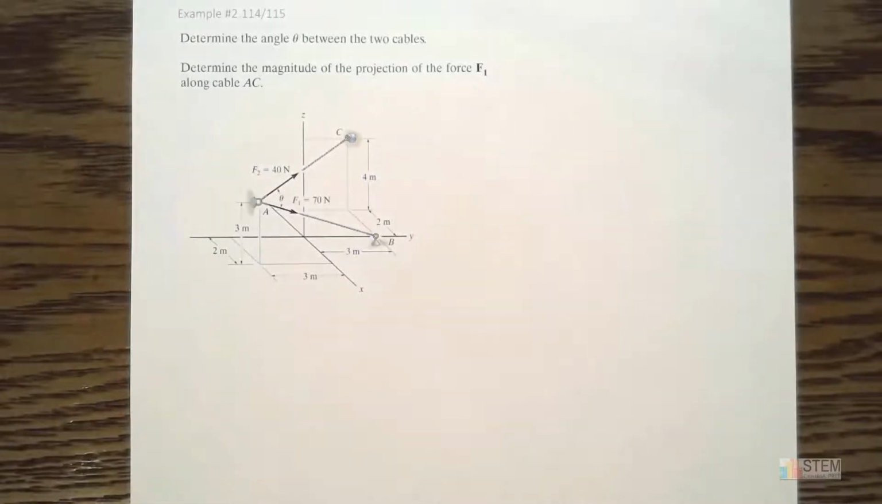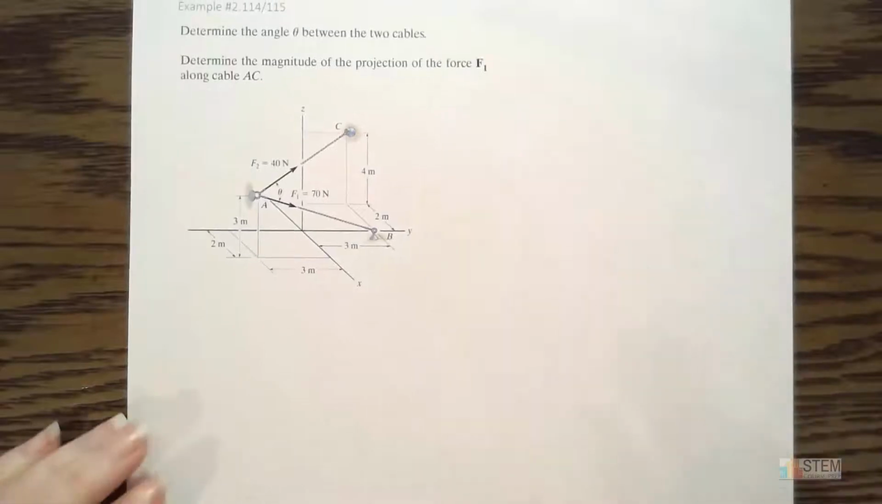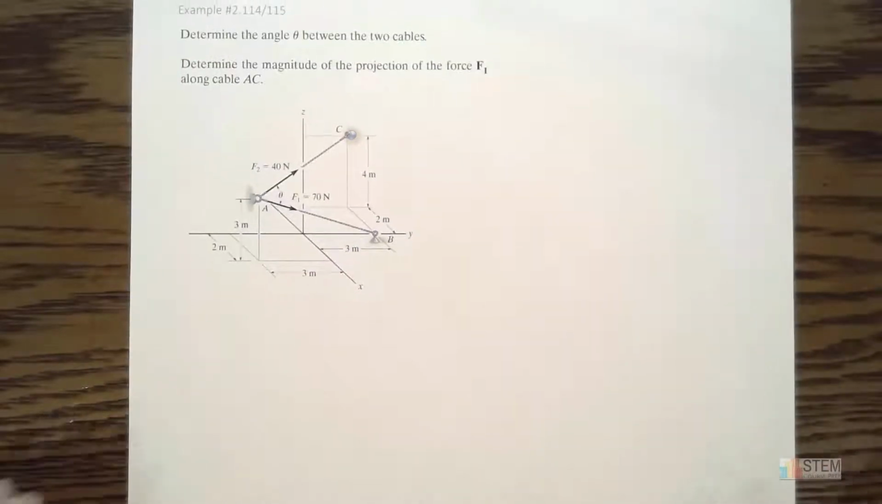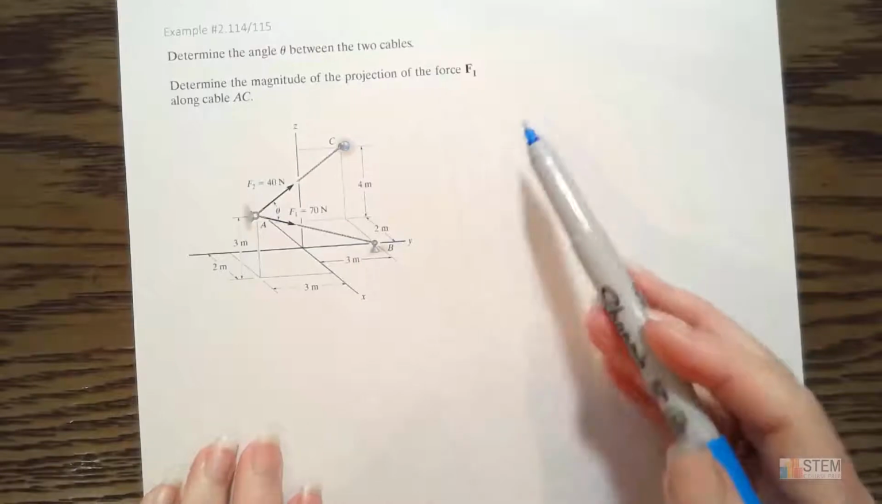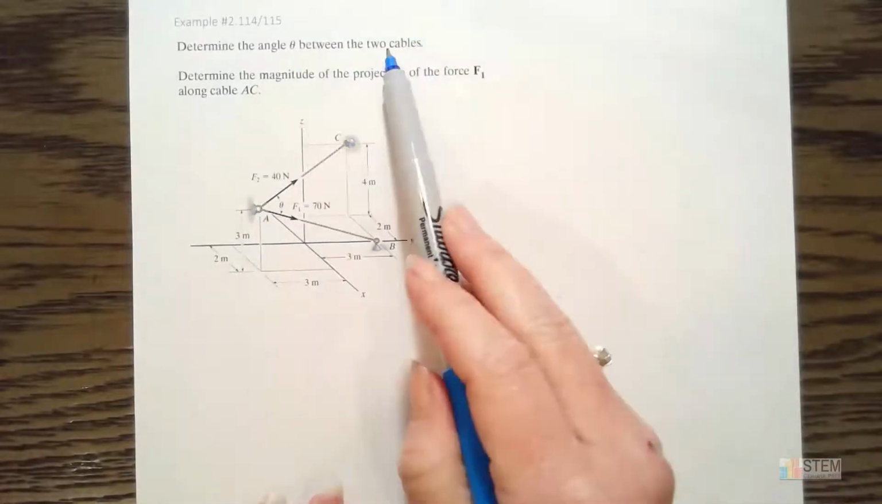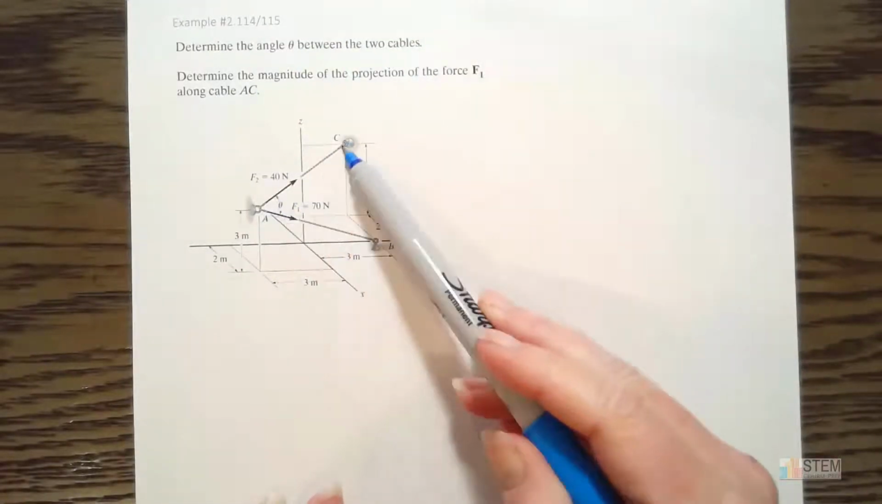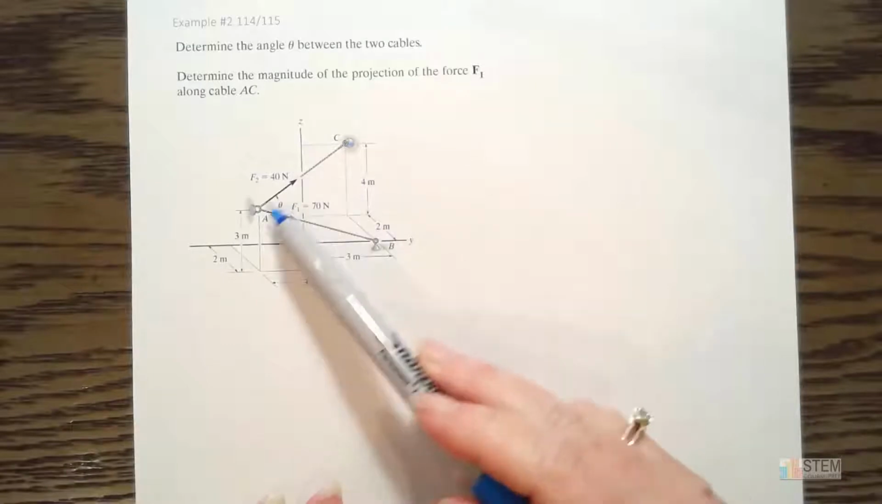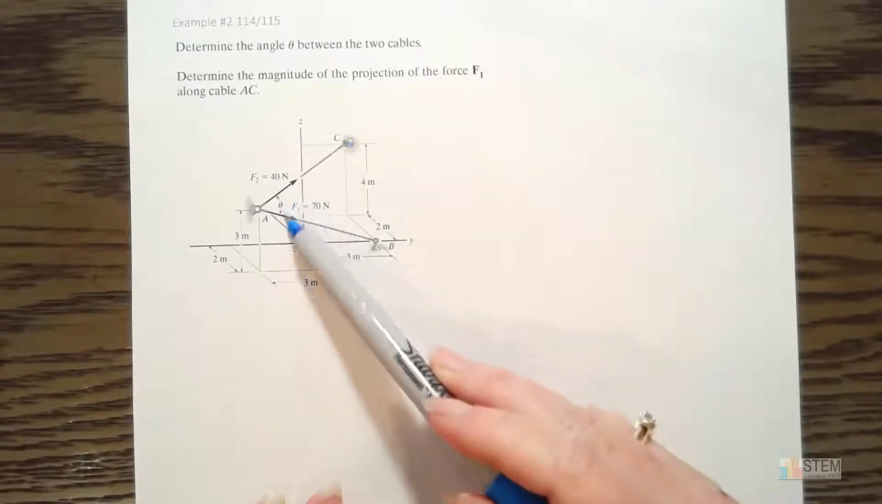And I wanted to go over this one because it's talking about projection in the second part, and a lot of students get confused about what projection is. So the first thing we're going to do is find the angle theta between two cables. If you can see right here, we've got these two cables. They're attached between A and C and A and B. We want to find this angle between them.